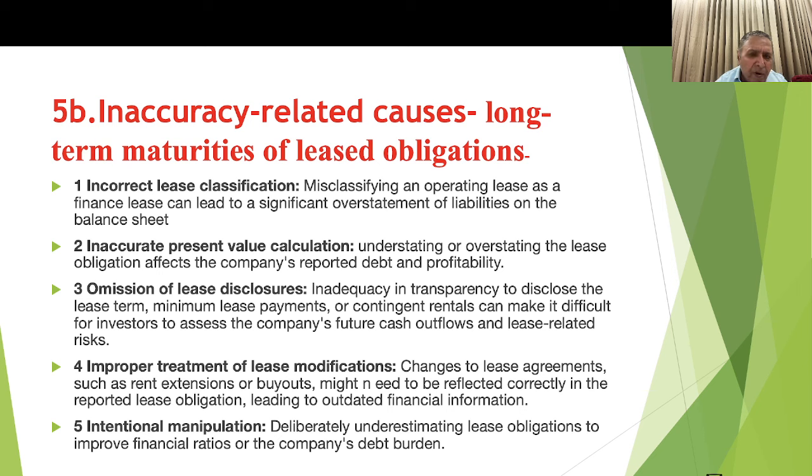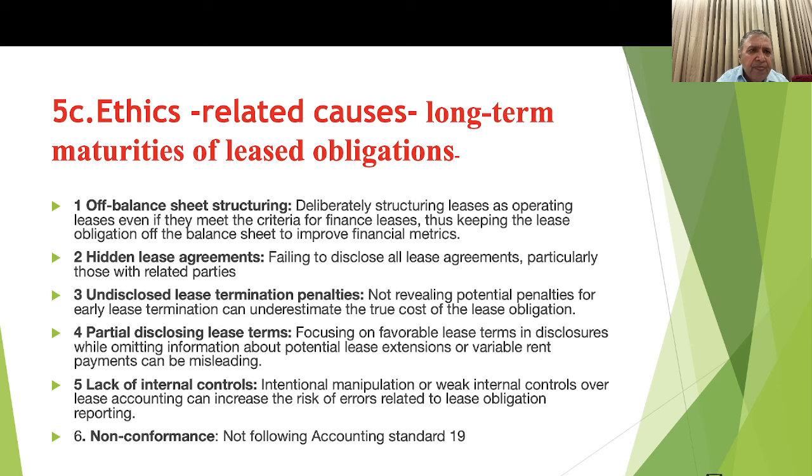Number 4 is improper treatment of lease modification. Changes to the lease agreements such as rent extensions or buyouts might not be reflected correctly in the reported lease obligations, leading to outdated financial information. And 5 is intentional manipulation, deliberately understating the lease obligations to improve the financial ratios of the company's debt burden. Ethics related aspects for long-term maturities of lease obligations.